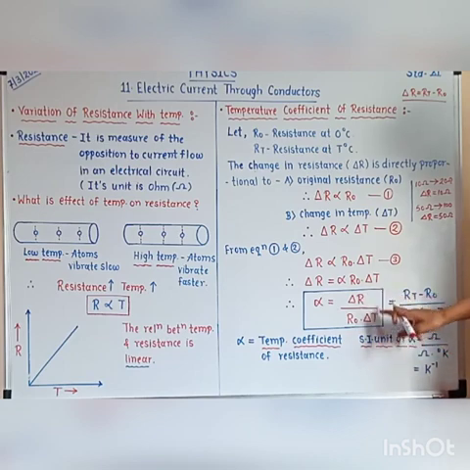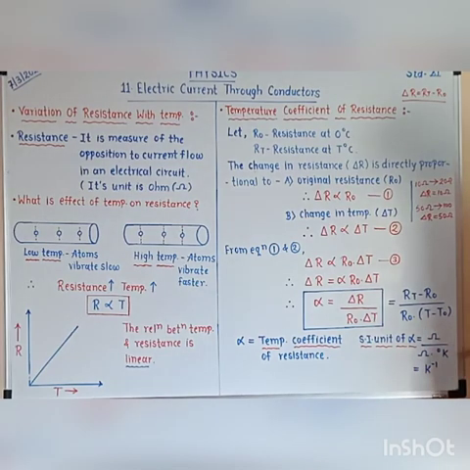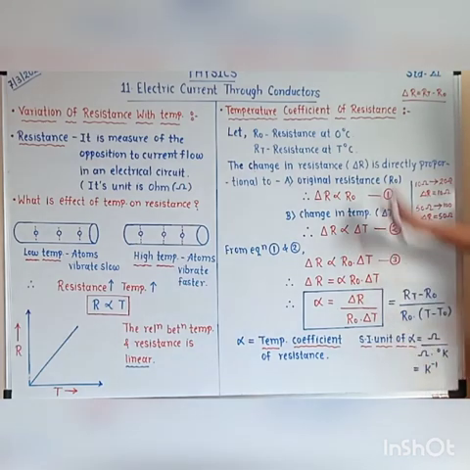now the formula is delta R upon R0 into delta T. So the SI unit is, now change in resistance, so resistance is measured in ohm. So here ohm divided by R0, it is also original resistance, so here also ohm, into delta T, that is change in temperature. Temperature is measured in degree Celsius or degree Kelvin, so here we consider degree Kelvin. Now this ohm gets cancelled, and finally we get the SI unit of alpha is 1 divided by K, that is K inverse.